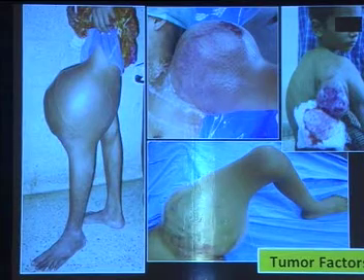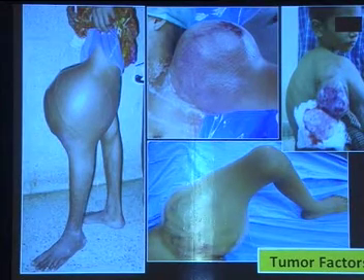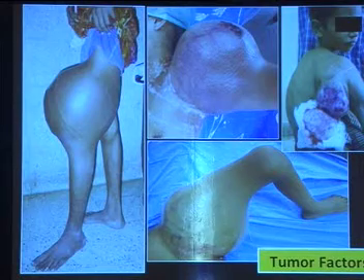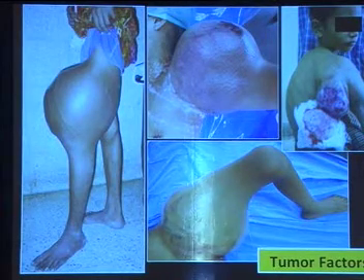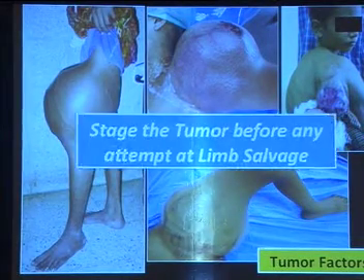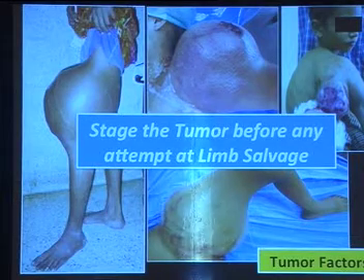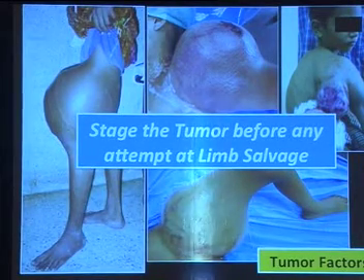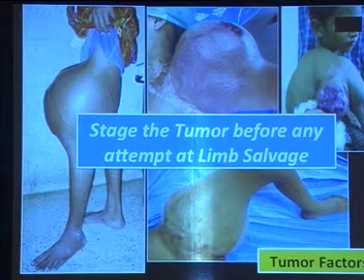Then there are, of course, tumor factors. So we in India see such big tumors, huge tumors which come to us fungating and the patient really in pain. So you always, as Ashish told you, always stage the tumor before attempting any limb salvage surgery.